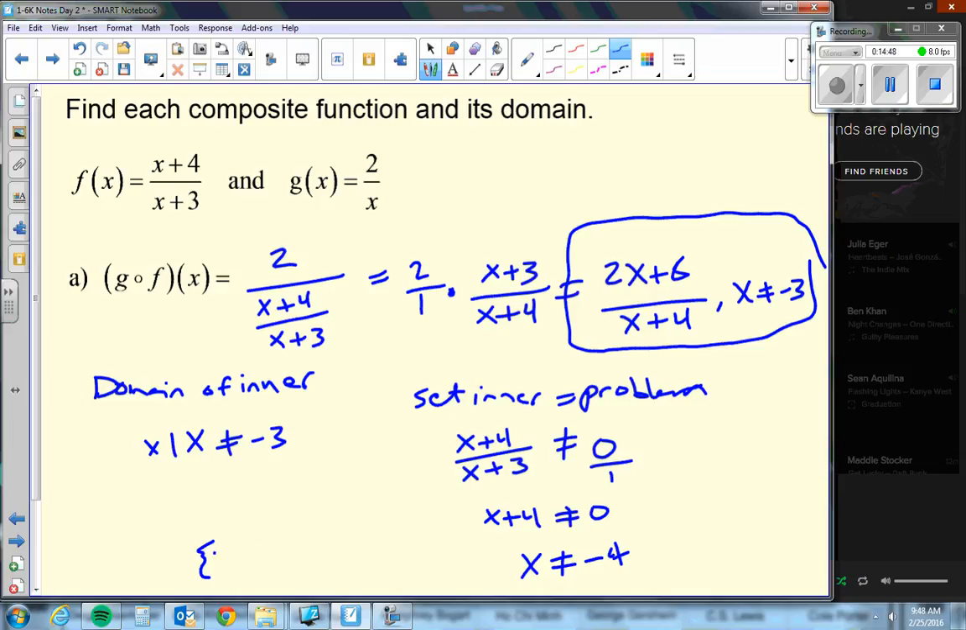So the domain already couldn't have -3. Well, it also turns out it can't have -4 either. So there's your domain.